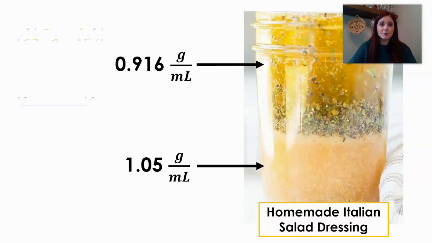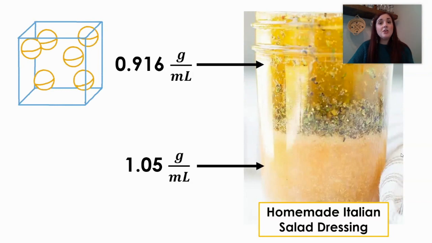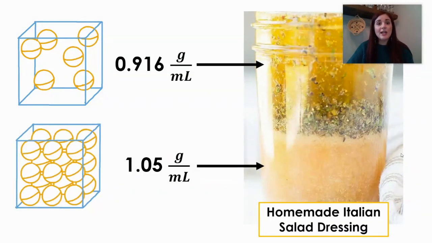So if we consider those particle diagrams again, the oil would have less stuff crammed into that amount of space, that 1 milliliter volume, whereas the vinegar would have more stuff crammed in. So because there's more stuff crammed in that given amount of space, that vinegar tends to sink to the bottom, and that's because it is more dense.